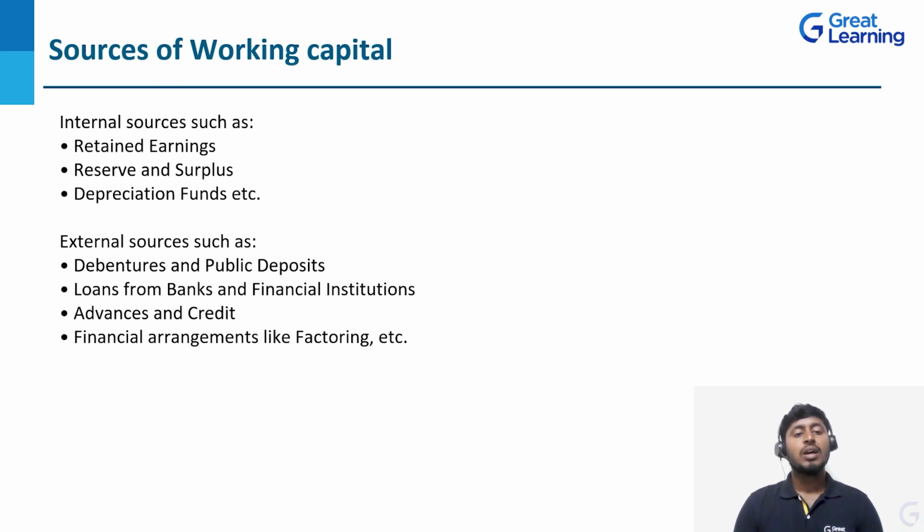Second one, reserves and surplus. So the companies will maintain reserves for the future. Okay, whatever uncertainty or uncertain activities will be there, for that they are going to maintain some reserves in the organization. Those reserves they can utilize. Or the last year's profit, that we call surplus. So if the surplus is there, that surplus money they can utilize as working capital.